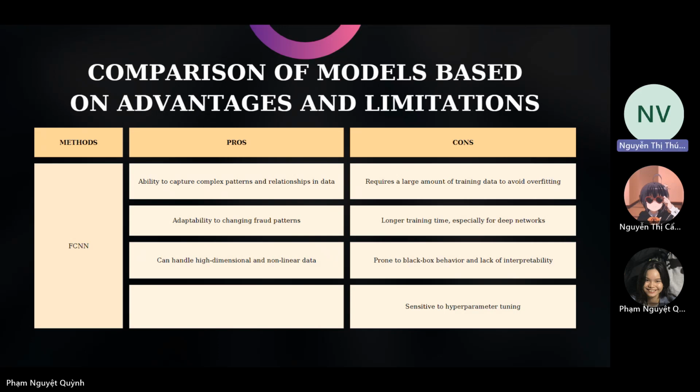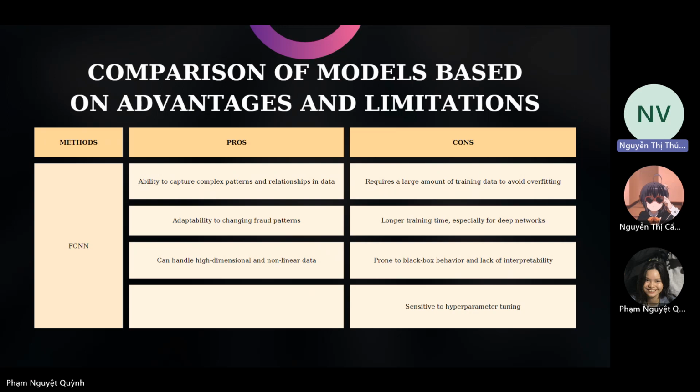The third method is FCNN. Its advantages include ability to capture complex patterns and relationships in data, adaptability to changing fraud patterns, and it can handle high dimensional and non-linear data.